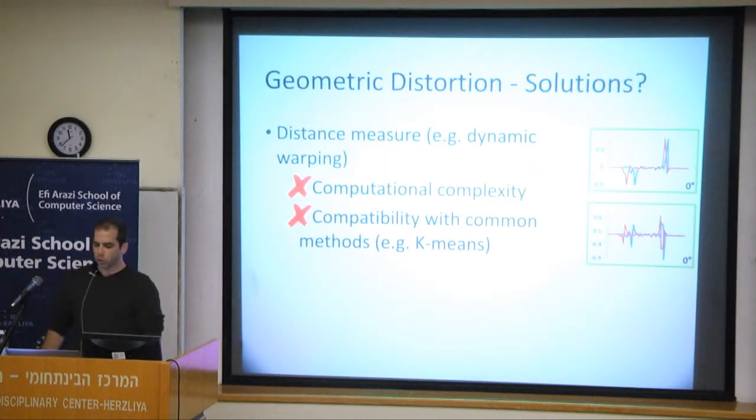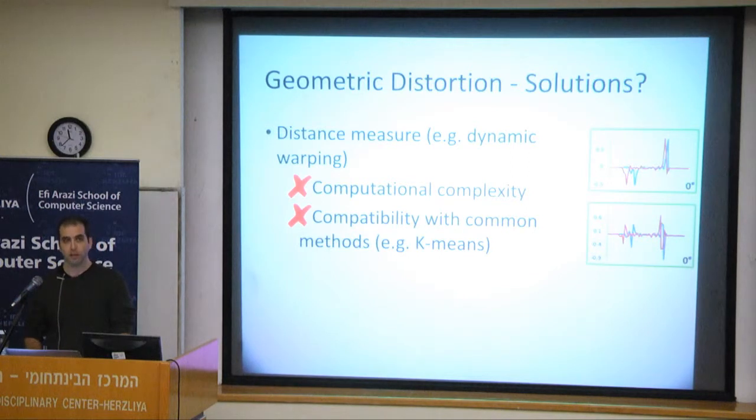To solve the geometric distortions, a couple of solutions have been proposed. The first is using some intelligent or smart distance measure, such as dynamic warping, that will find the best match between two descriptors. The problem with this approach is its high computational complexity and its compatibility with common methods such as k-means, since it may be difficult to define the cluster's centroids.